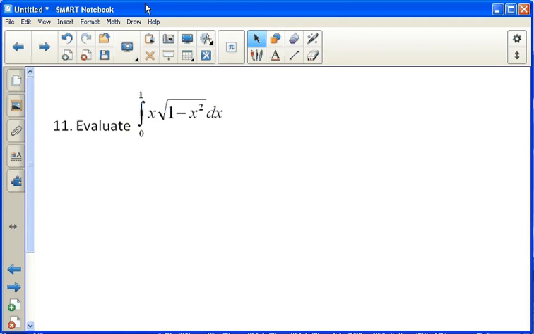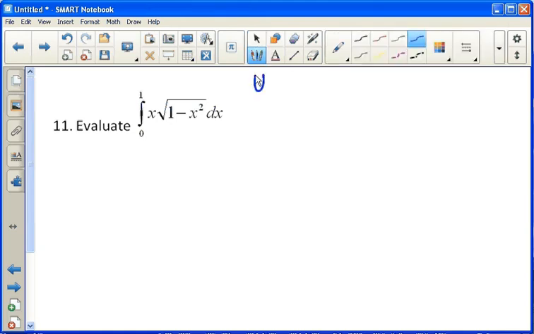This is part 2 of the review sheet for test number 6 in Calculus AB. We've got two things going on here. We're going to have to use U substitution, but we're also using the first fundamental theorem of calculus because we have boundaries. So not only will we have to use U sub, but we're going to have to plug in the numbers at the end to solve.